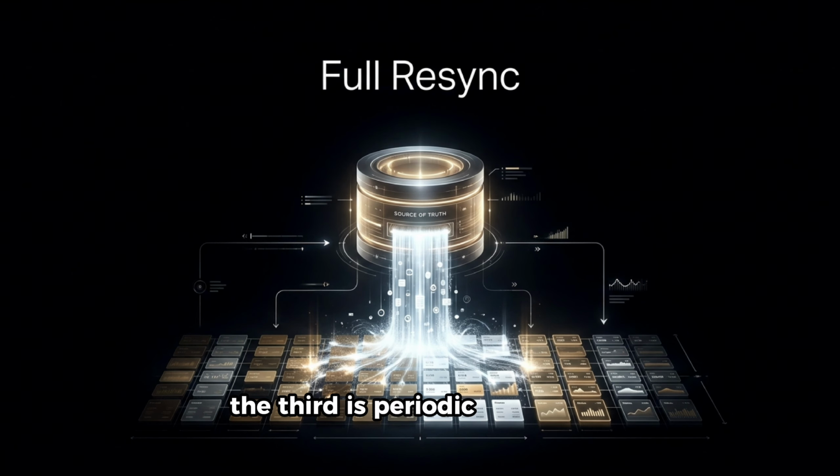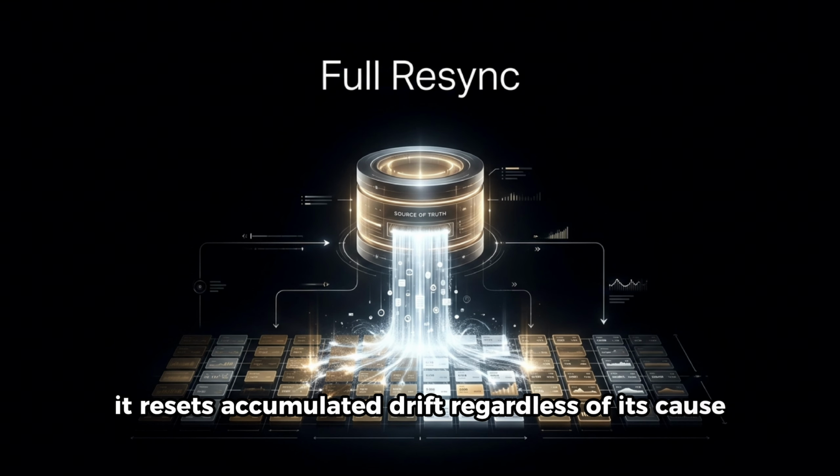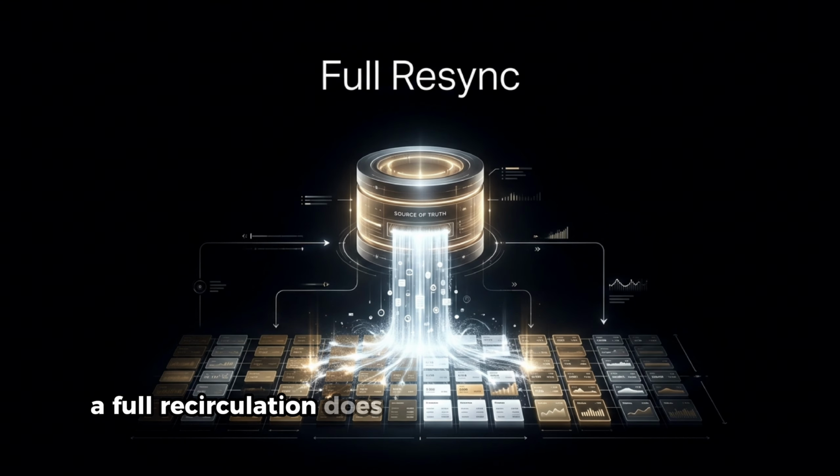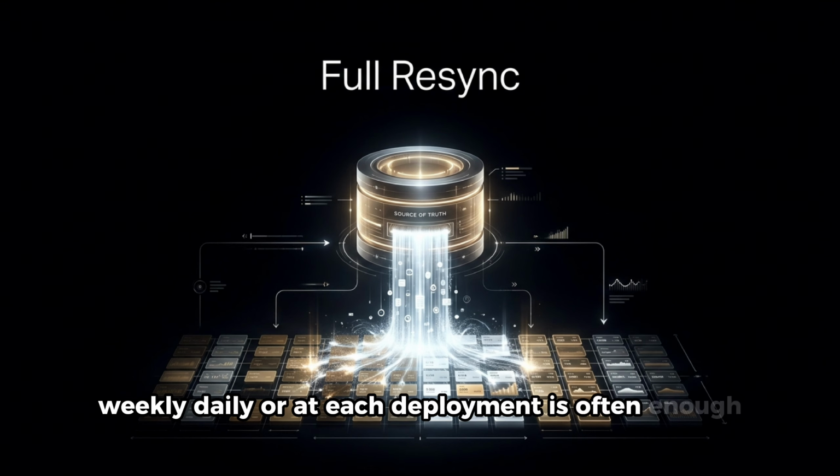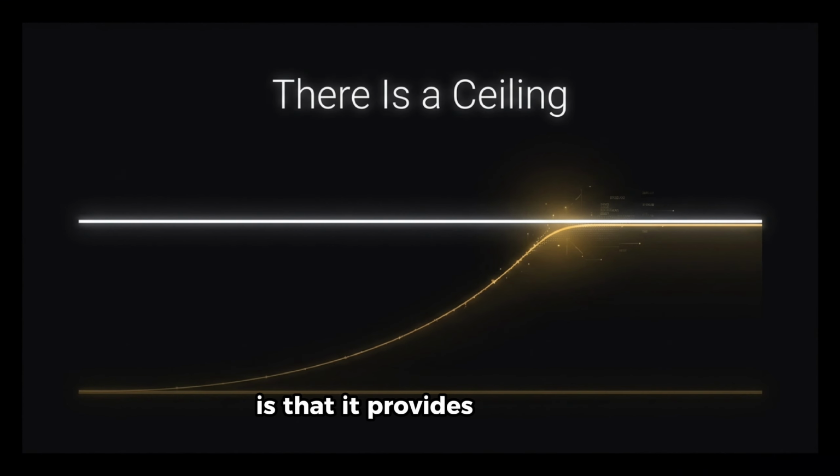The third is periodic full resync. Incremental updates are efficient, but they accumulate every error the incremental mechanism introduces. A full resync replaces the downstream copy with a fresh read from the source. It resets accumulated drift regardless of its cause. For most systems, a full resync does not need to run continuously. Weekly, daily, or at each deployment is often enough. The key property is that it provides a ceiling on how far drift can accumulate. Between resyncs, drift can grow. At the next resync, it resets. The longer the interval, the higher the ceiling. But there is a ceiling.